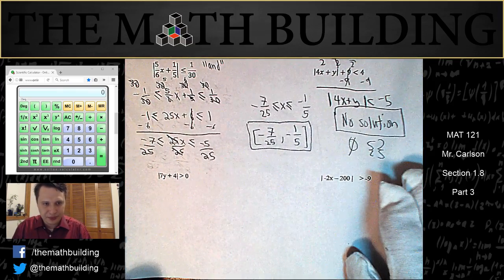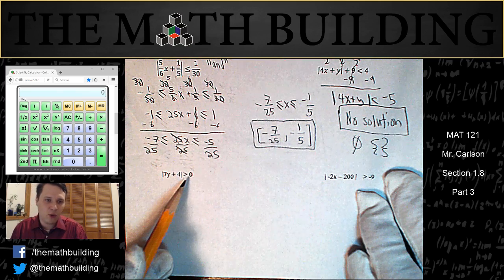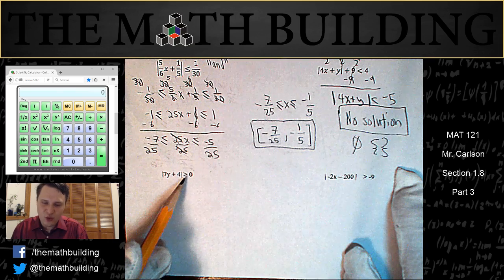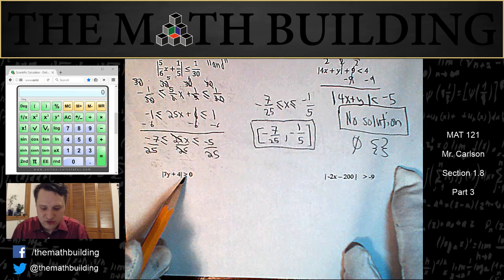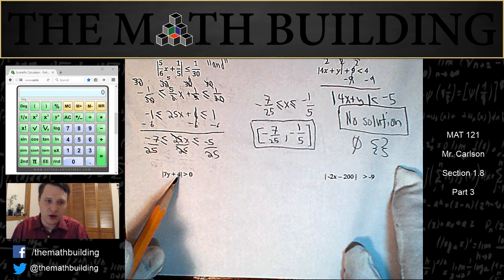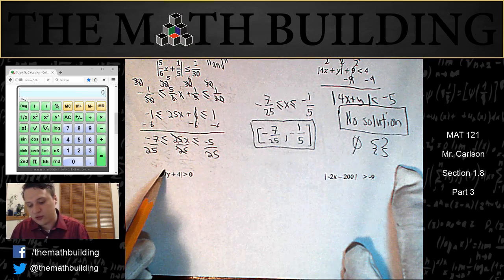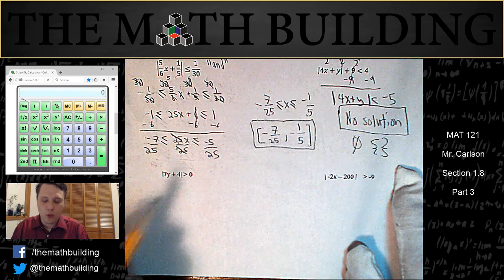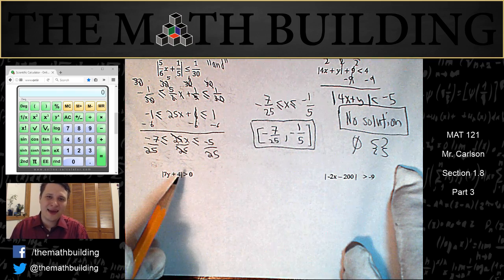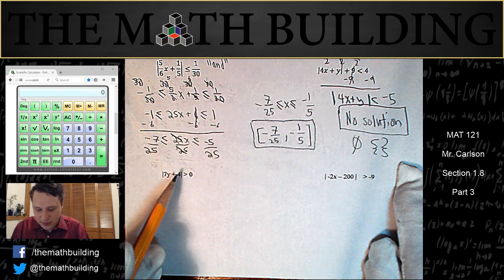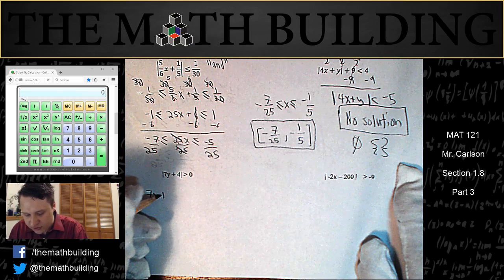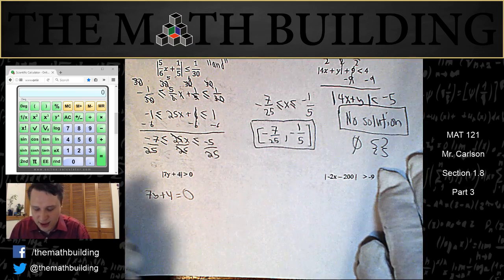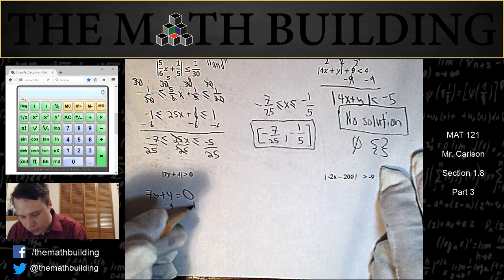How about this one? The absolute value of 7y plus 4 is bigger than 0. Well, if there was an equal sign right here, it would be all solutions, because this is always going to equal 0 or be positive. So this will always be true, but since we don't have the equal sign right here, there's one number that this can't be, and that is 0. So let's go ahead and solve 7y plus 4 equals 0, because that's the one thing that will not make this work. Minus 4, minus 4.